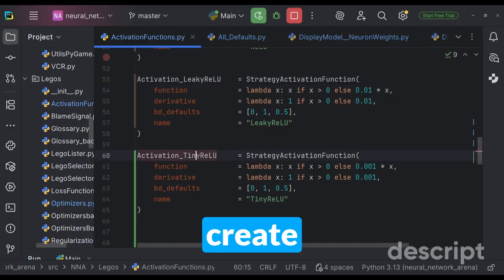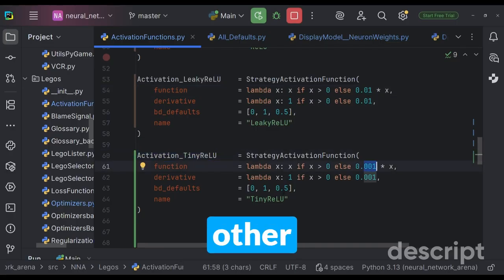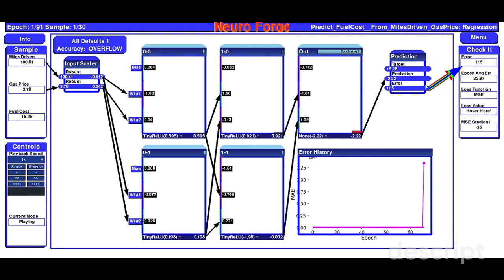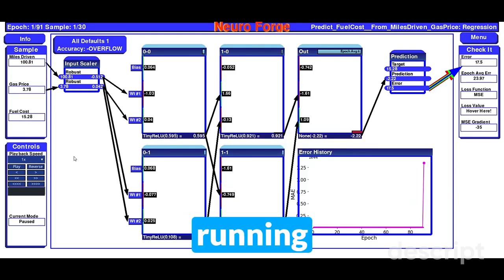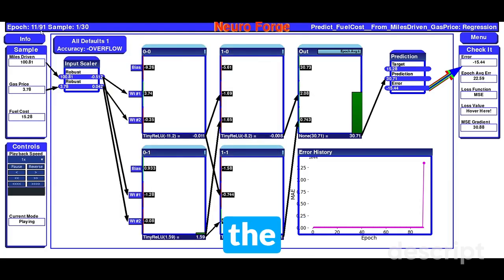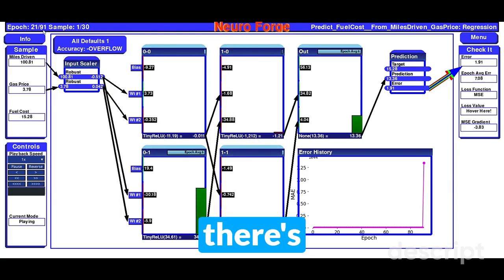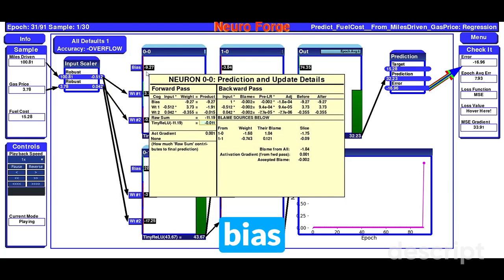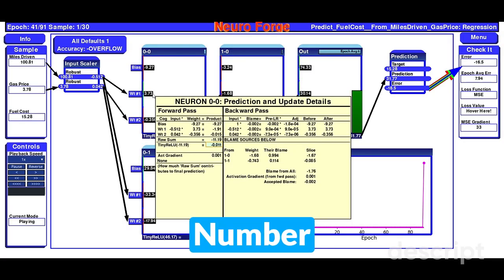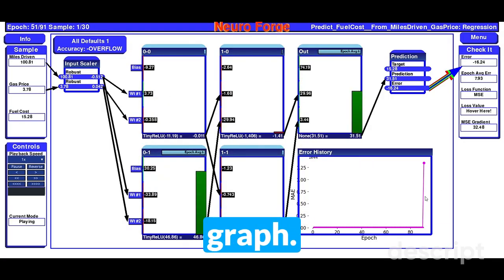So we're going to create tiny ReLU and make that 0.001. In other words, same thing as Leaky ReLU, but a tenth of a percent instead. So let's see what happens. We have tiny ReLU as the activation function of our 4 hidden neurons. Let's start running it. You can see it's turning through the epochs here, but there's a couple of hints. Number one, our bias and weights aren't even showing up here. Number two, look at this error history graph. We've got a gradient explosion at the end of this thing.